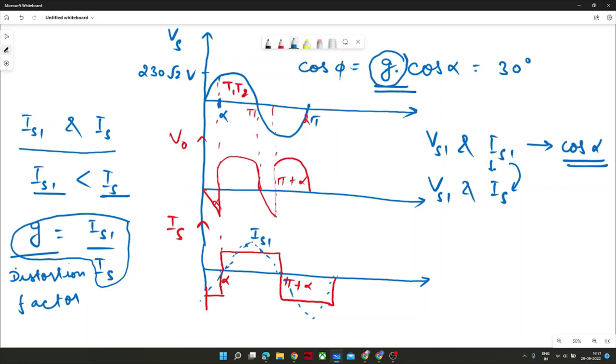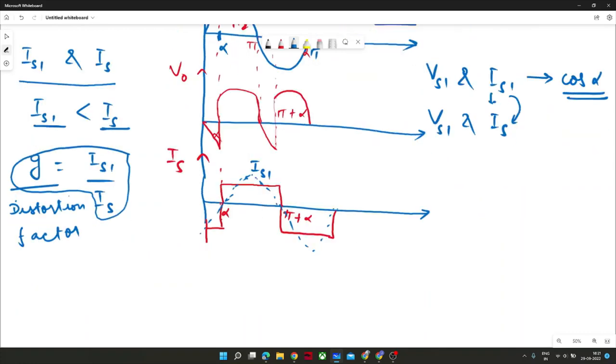How will we calculate G? That is another point, and at the end I will tell you the shortcut. There is always a shortcut for such kinds of problems. You might have seen that power factor is equal to G times cos alpha, and G for this type of problem, for a single phase full wave converter, is nothing but 2 root 2 by pi. People used to mug up such values, but I will show how it comes.